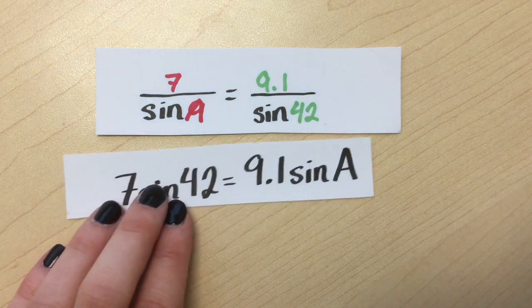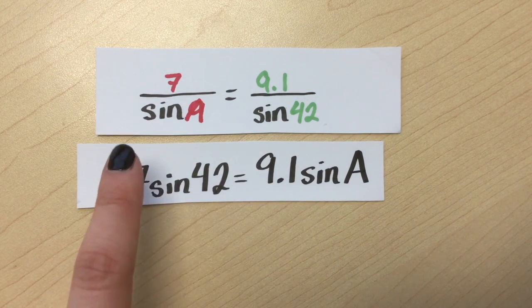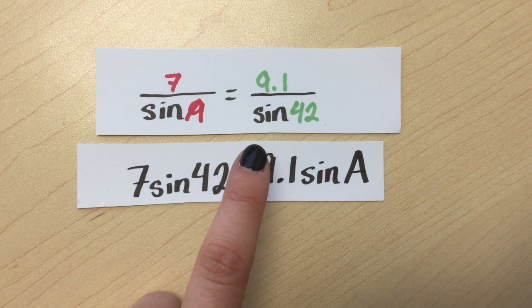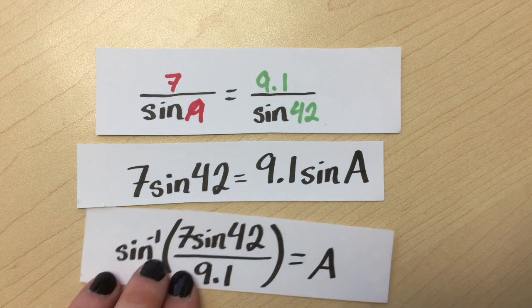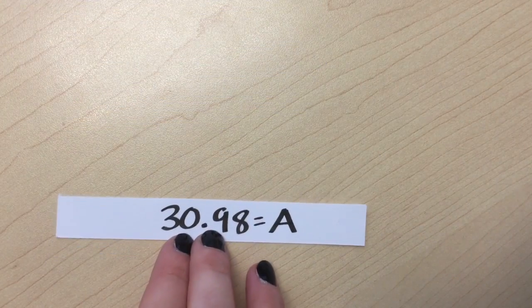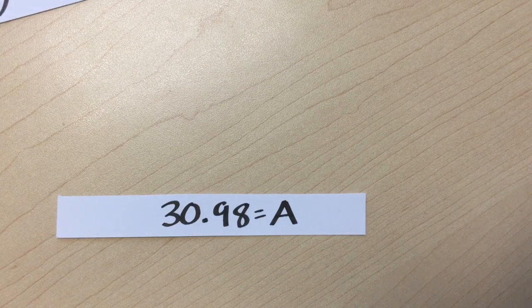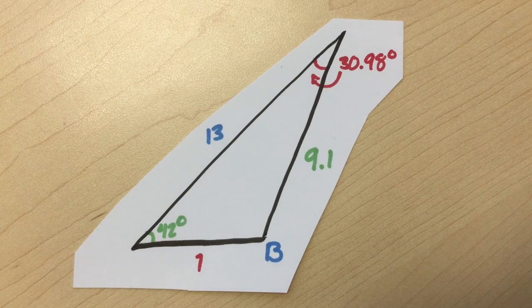Then we just simplify it by multiplying 7 by the sine of 42 and sine A by 9.1. Then, after that, we simplify it again, and in order to find angle A, we need to find the inverse sine of 7 multiplied by sine 42 divided by 9.1. And that's how we get angle A, which is equal to 30.98.